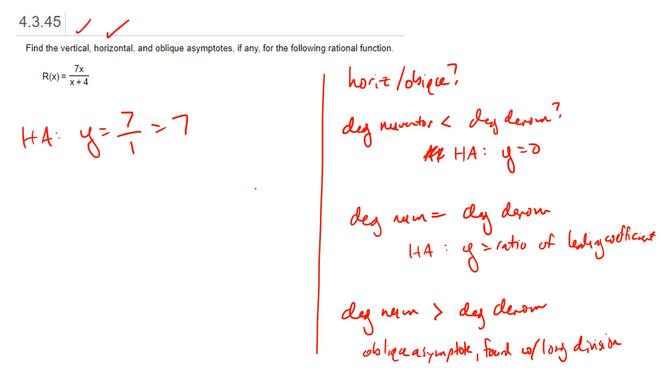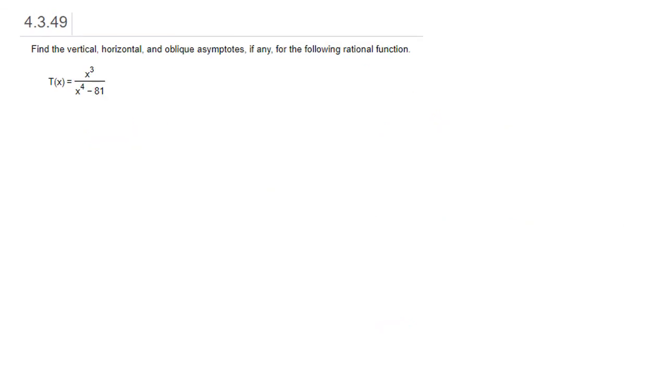So we found horizontal and we found vertical asymptotes. There are no oblique asymptotes because there was a horizontal one. All right, moving on. Here, find all vertical, horizontal, and oblique asymptotes. So, is this of the form one polynomial over another polynomial? Yes, it is.